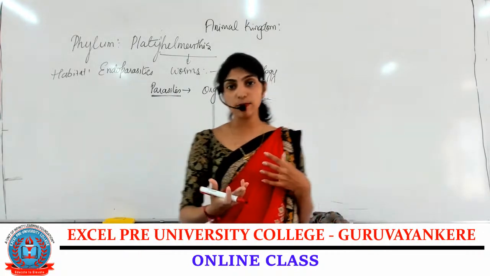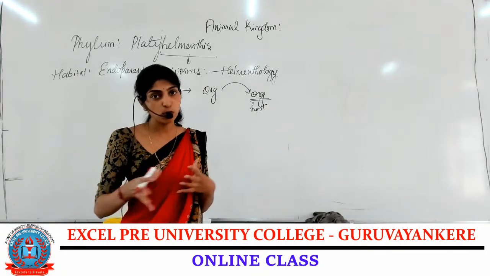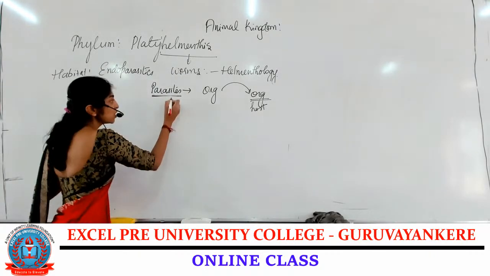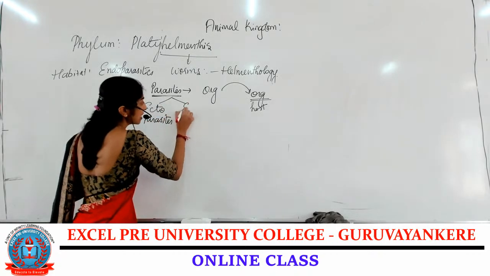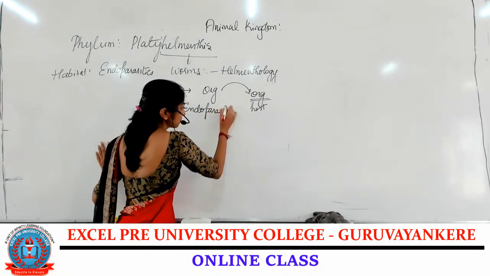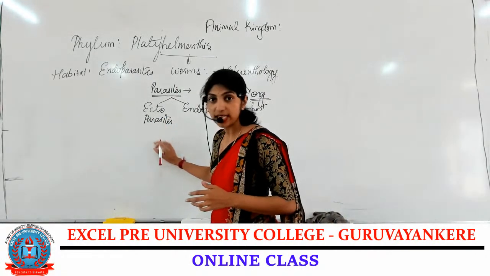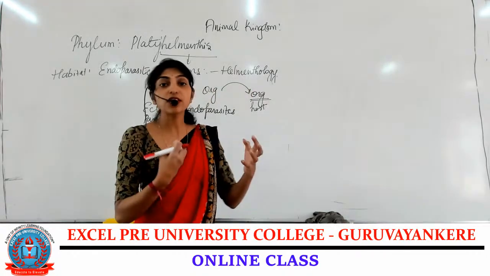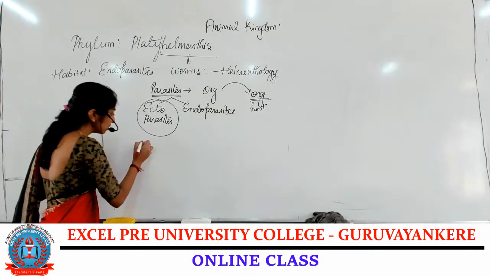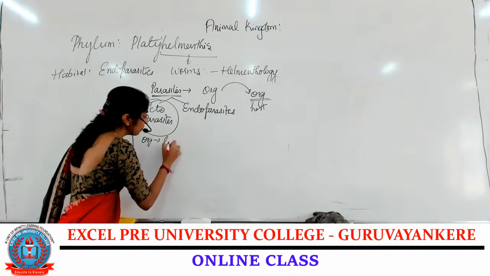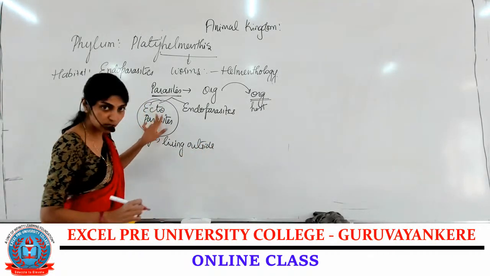For what purpose are they dependent? Generally, for nutrition, that is, for food, and also for movement, locomotion. Parasites are generally classified into ectoparasites and endoparasites. If the parasite is living on the outside of the host body, then we call it an ectoparasite.